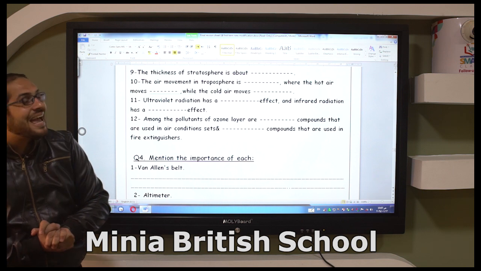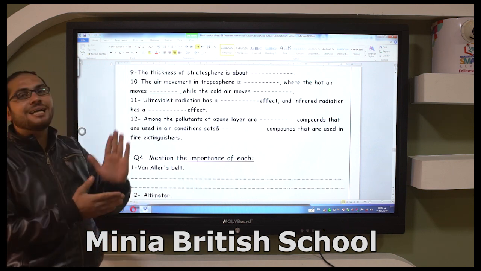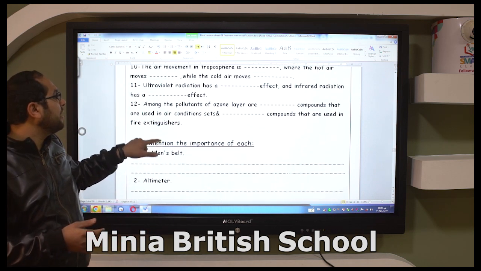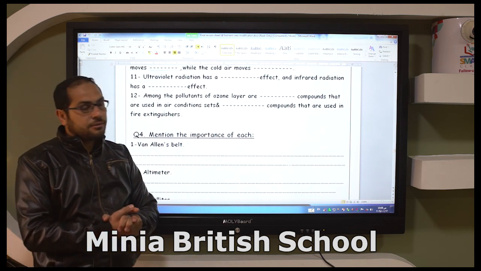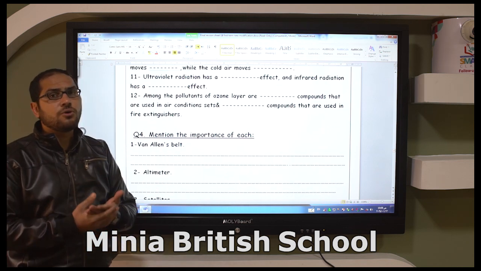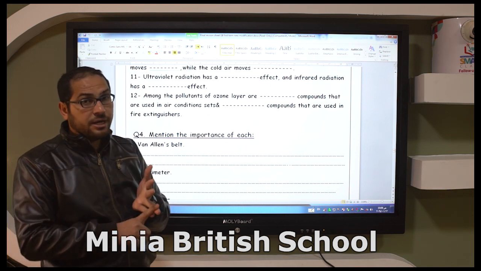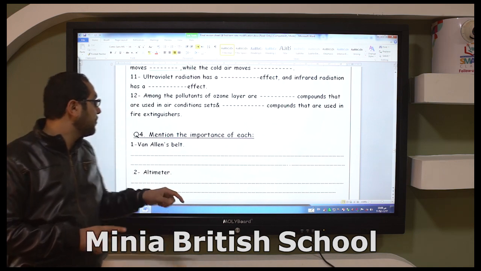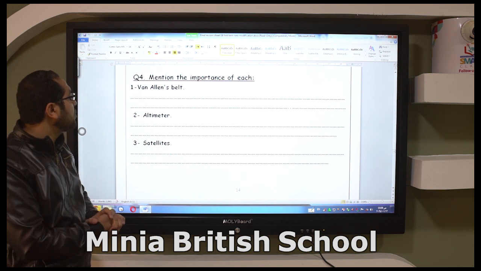Does ultraviolet radiation have a chemical or thermal effect? Ultraviolet has a chemical effect, and infrared radiation has a thermal effect. Among the pollutants of the ozone layer: chlorofluorocarbons, methyl bromide, halogens, and nitrogen oxide. Mention the importance of each one.